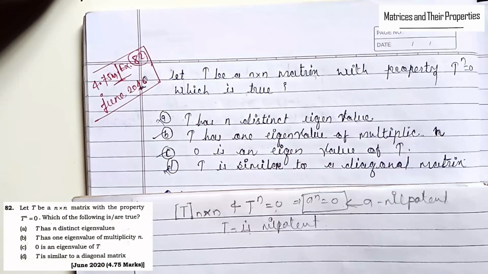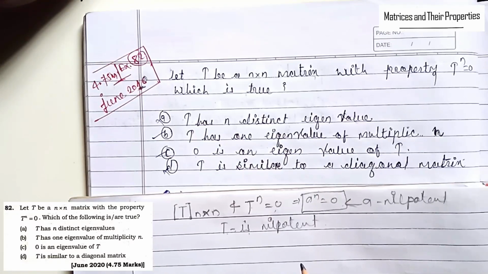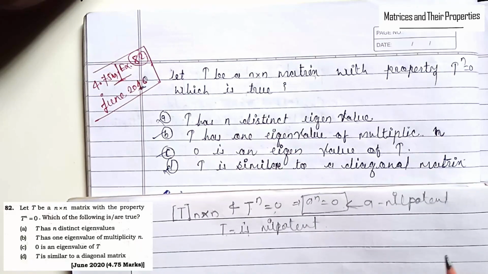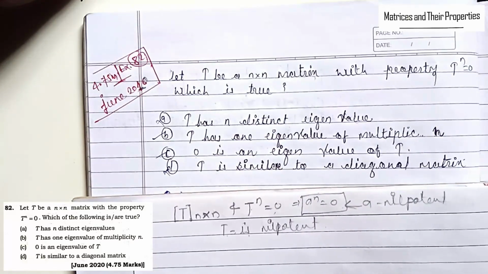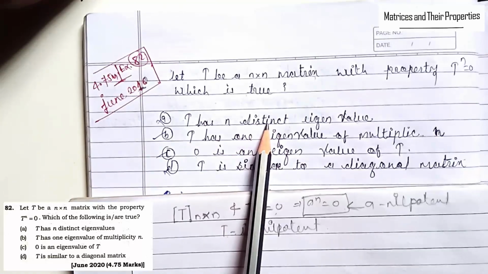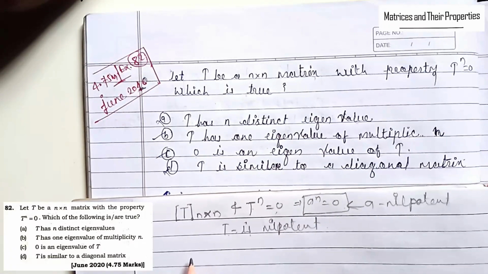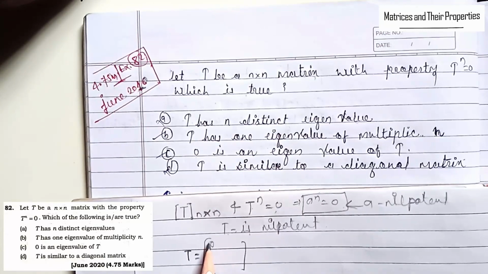Now, what are the properties of a nilpotent matrix? All the diagonal elements are 0. Strictly upper triangular matrices, strictly lower triangular matrices, and the zero matrix are nilpotent matrices. Now let's consider one counterexample to eliminate the first option. The first option says that T has n distinct eigenvalues, so let me consider a matrix where all eigenvalues are the same: the 3 by 3 zero matrix.